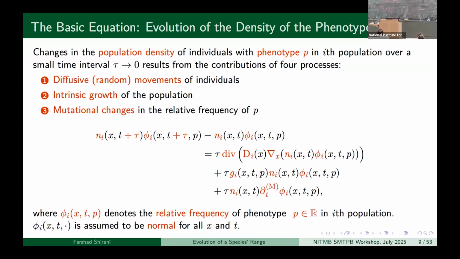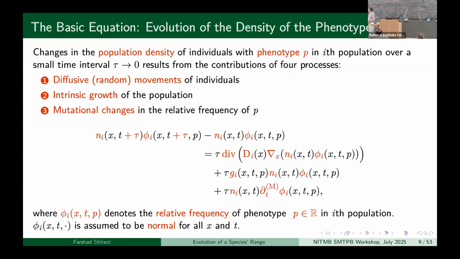Let's say that the density of the population at location x and t is denoted by n. Then n times phi is going to be the density of the individuals with phenotype P. Then the change in that density over a short time interval tau is given by these three factors. A diffusive movement, this is the divergence, this is the gradient, this is the divergence, the diffusion rate. So the change is coming from three factors: random diffusive movements, intrinsic growth of the population denoted by G, and then mutational changes.